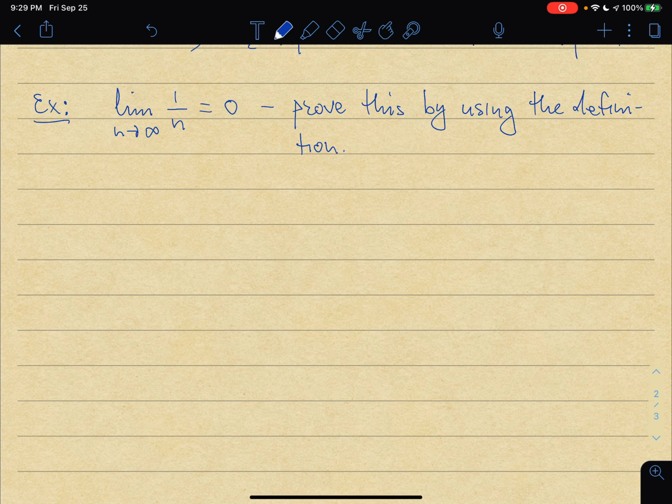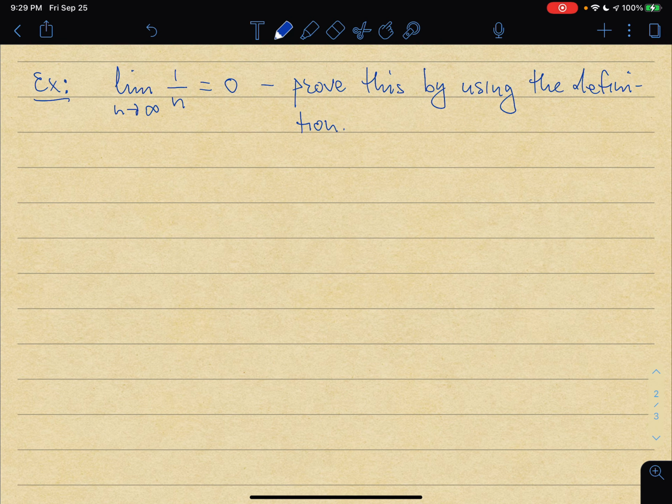Now, what does it mean to prove this by using the definition? That basically means that I should be able to show that for every epsilon greater than 0, there exists a capital N, the threshold capital N, such that if n is bigger than capital N, then Sn minus 0 is less than epsilon. So the proof is going to proceed in two steps. First, I'm going to try to determine what capital N should look like for a given epsilon, and then I'm going to verify the definition of a limit.